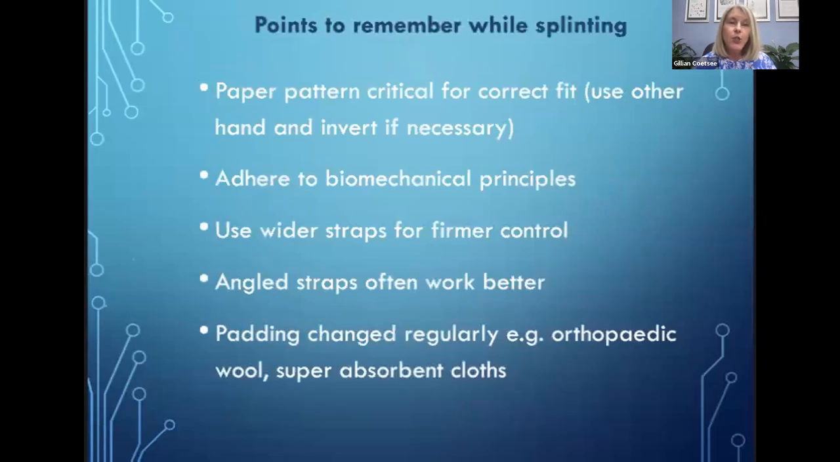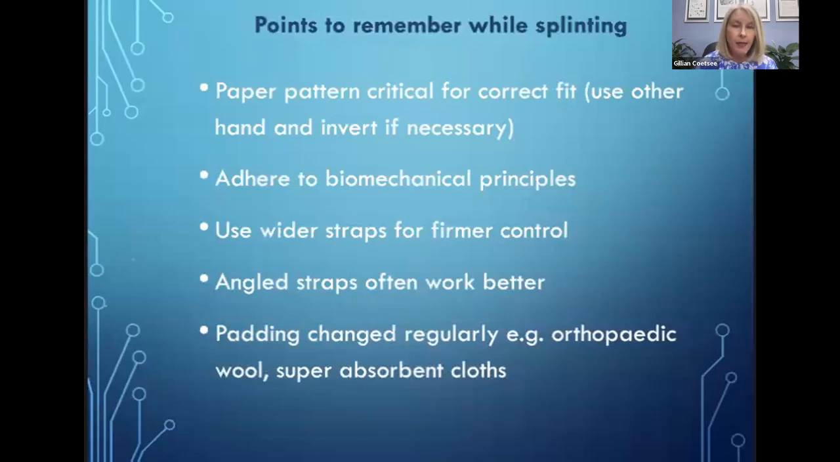It's sometimes helpful to use the unaffected hand to make the pattern, but when you cut it out, remember to invert it. Adhere to your biomechanical principles of 2/3 the length, 2/3 the circumference, and using contour so that we've got as much structural strength in the splint as possible. Use wider straps and often at angles. In the resting splint that we saw earlier, if there was a strap that went diagonally across the wrist, that would have been a lot better.